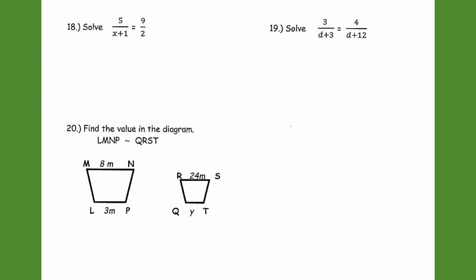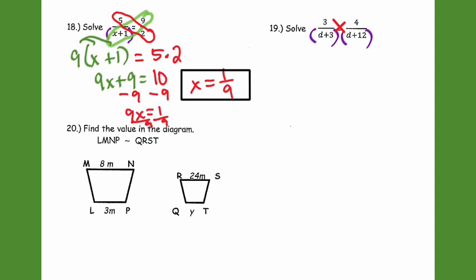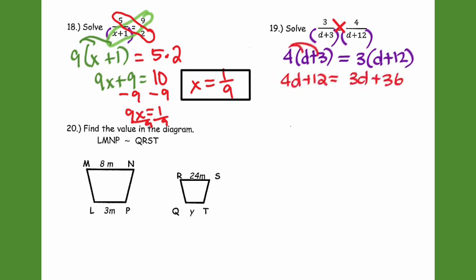18, we have a proportion, but now we have it more that we're working on our algebra skills because we can see that we have families that we are distributing to. So when I multiply across, I have to distribute to the entire family before I isolate my variable and solve. And the same with 19. I have to cross multiply, making sure I distribute to the entire family before solving for my variable.